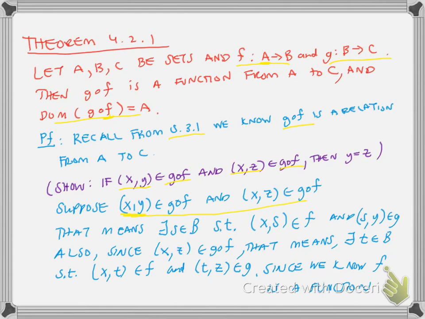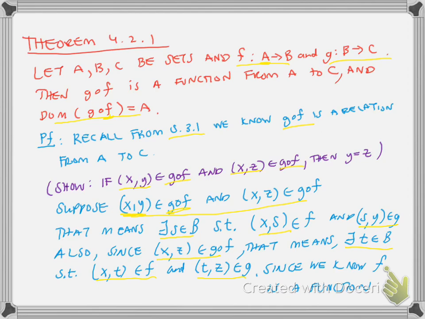If X, Y belongs to G composed with F, by definition, that means there exists some S, or you can call it whatever variable you want, such that X, S belongs to F and S, Y belongs to G. Okay, and that's from the definition of composition. Also, since we said suppose that X, Z belongs to G composed with F, that means there's a T, because we can't assume that they're the same letters, but there's a T belonging to B such that X, T belongs to F and T, Z belongs to G.